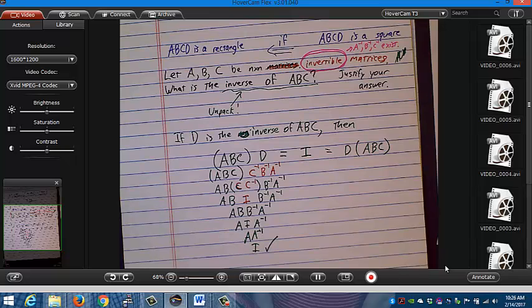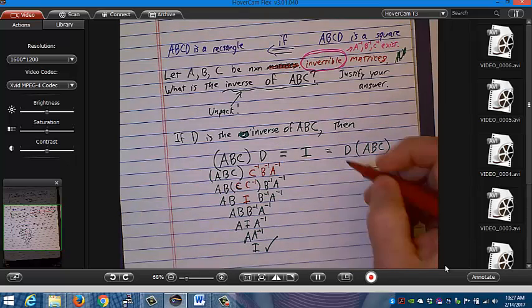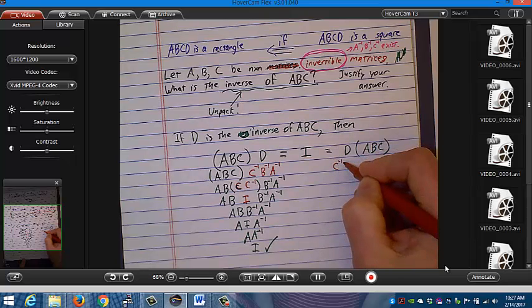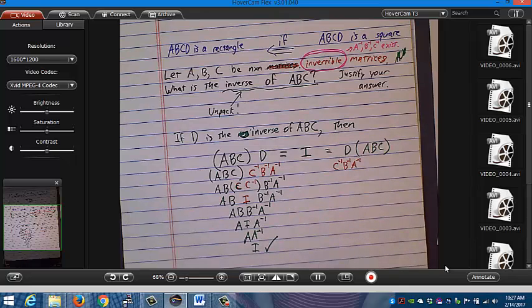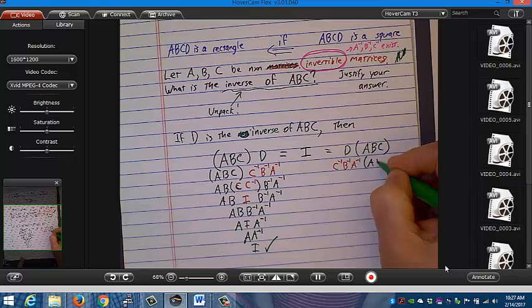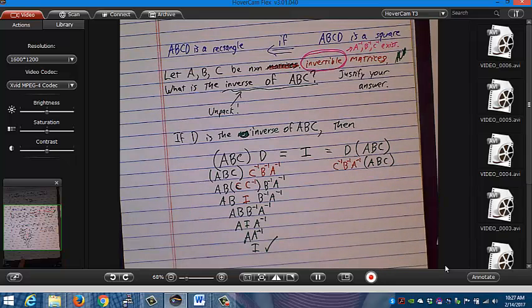Of course, it should also work on the other side of the equation too. Like, it should be that if I take this choice of D and multiply by ABC, I get the identity. C inverse, B inverse, A inverse times ABC. Do you see how that's going to work? That's all right? How many are with me? You guys all right? Okay.